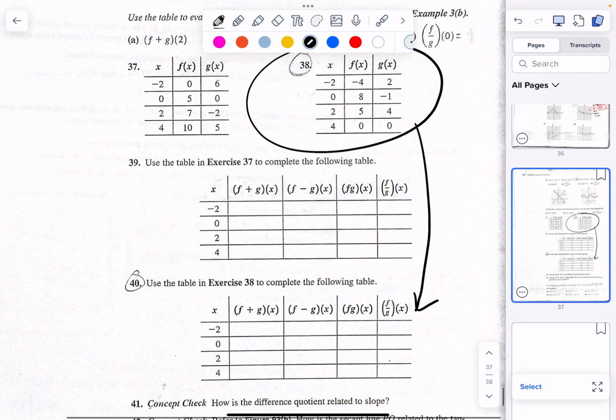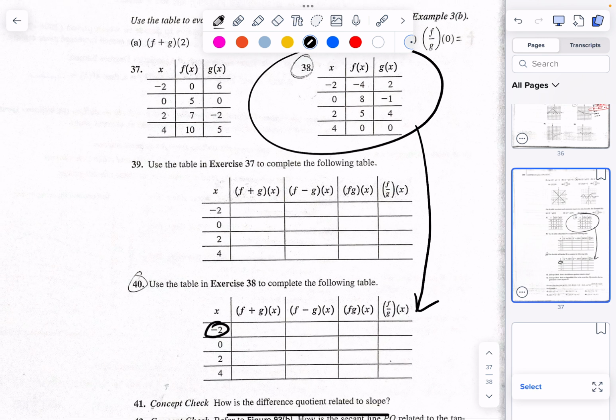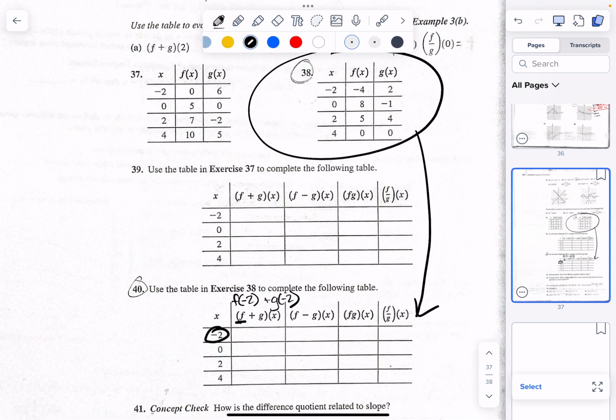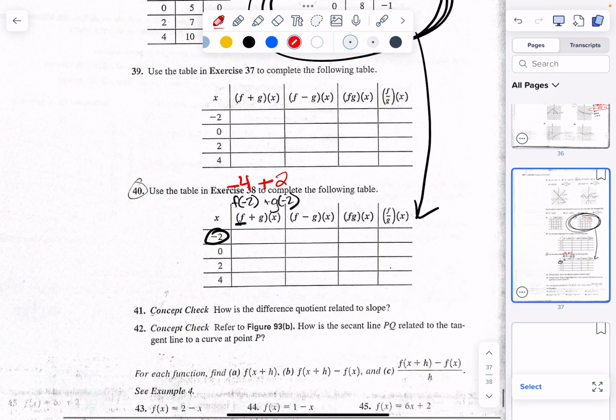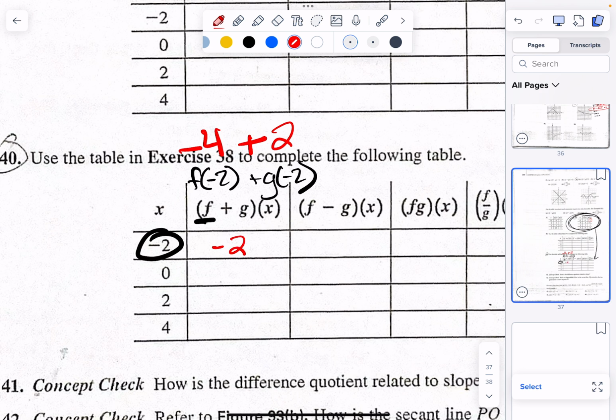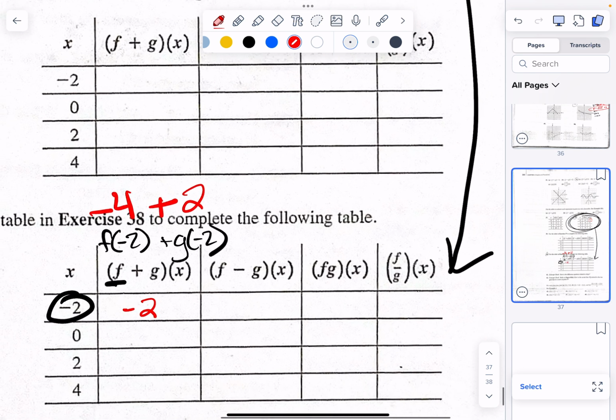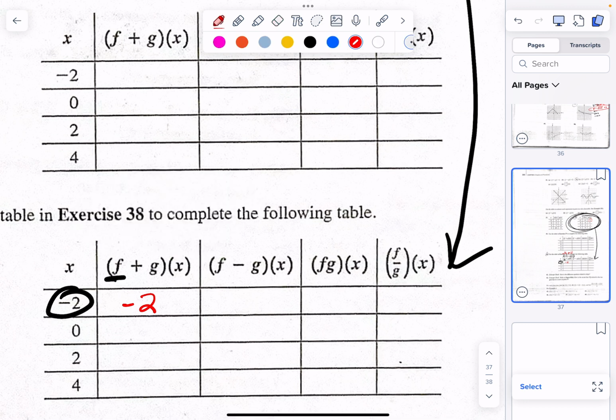We're starting with -2. We want to take f of -2 plus g of -2. That's what this first column says. Looking at 38, what is f of -2? -4, right? So I'm taking -4 and adding g of -2, which is 2. What's -4 plus 2? -2 goes there. Shall we do the minus? Minus is f of -2, which we said was -4, minus g of -2, which was 2, so that will be -6.